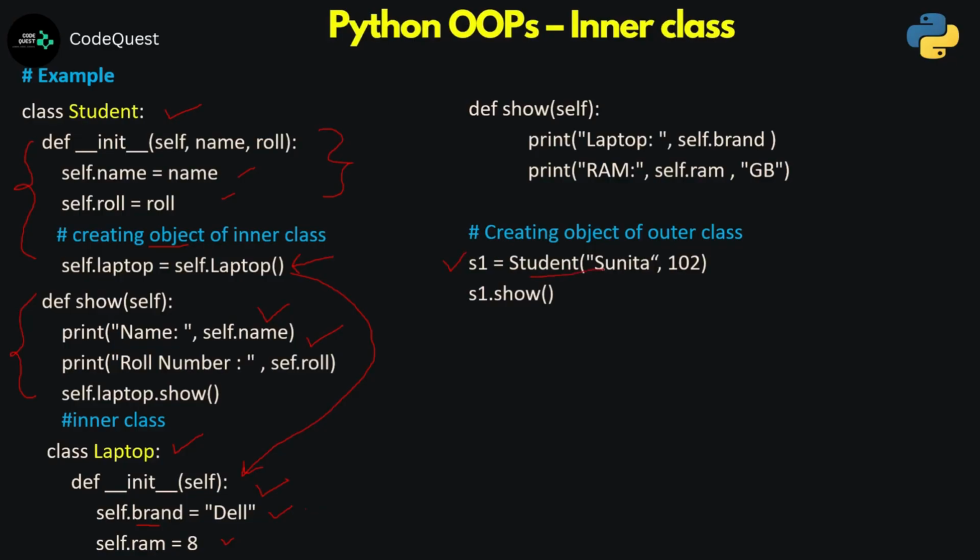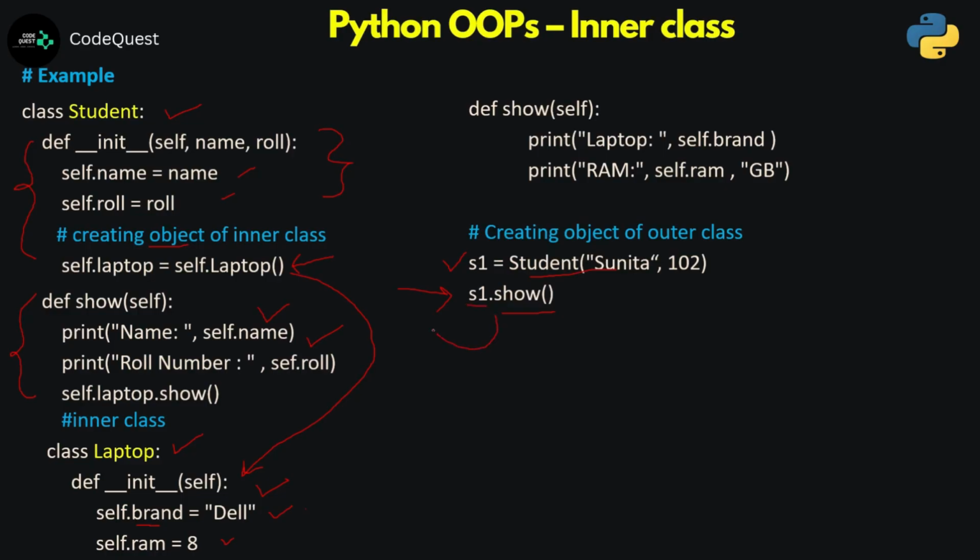Now, once this line is done, it has done two jobs. First of all, it has called the constructor of the student class, and within which we also created the object of the inner class laptop. Now this line is also invoking internally the constructor of the inner class, that is laptop. Now once the inner class constructor is called, this entire constructor call is over. So now my control comes back to this line where we are invoking the show method of the outer class.